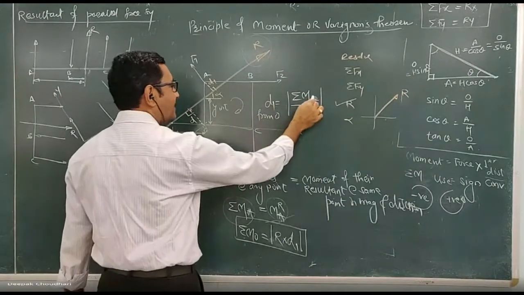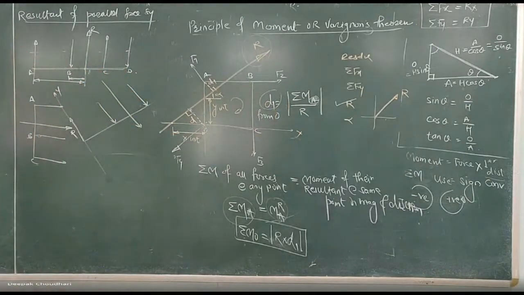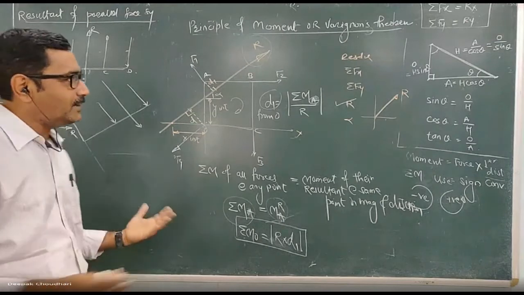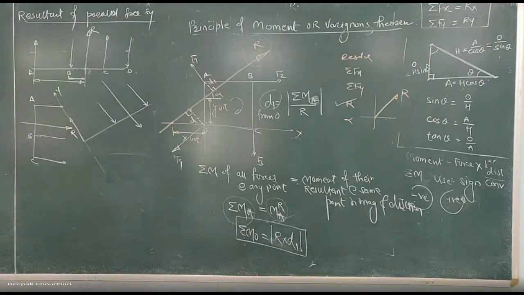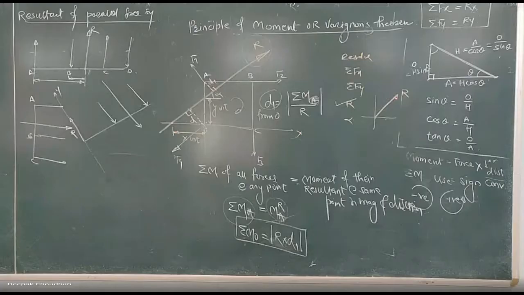So the point about which you take the moment, you will get the distance from there. If it is mentioned clearly, take the moment about that point. If it is not mentioned clearly, you are free to take the moment about any point, meaning you are free to find the perpendicular distance of the resultant with respect to any point. Understood Varignon's theorem? Any doubt? No, sir. So, what is the use of Varignon's theorem?